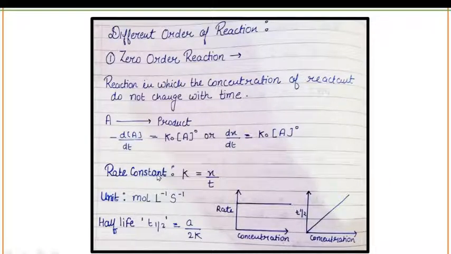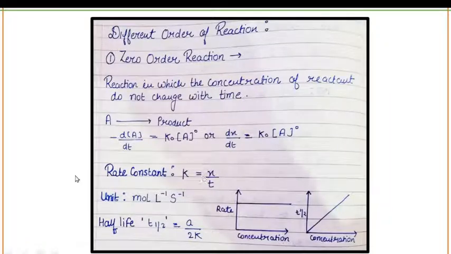Now if you talk about the rate constant, it is k0. K is equal to x by t. What is x? x is the concentration and t is the time. If you want to find the rate constant for a particular reaction, you just have to simply divide the concentration by time. You will get the rate constant.